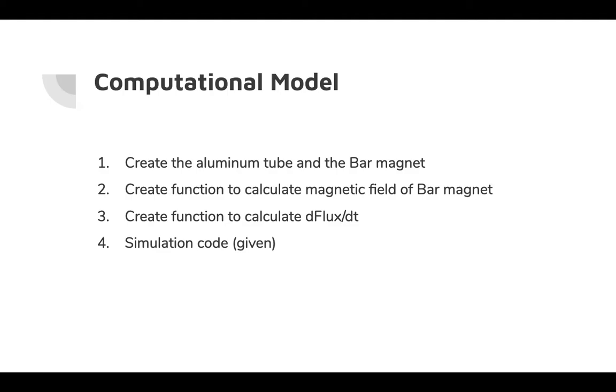First, I created the aluminum tube and the bar magnet in the code. Secondly, I created a function to calculate the magnetic field of a bar magnet. Thirdly, I created a function to calculate the flux dt. And lastly, the simulation code to show all of this, which is given.